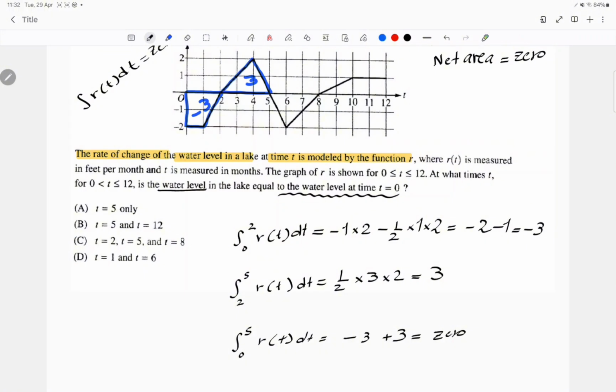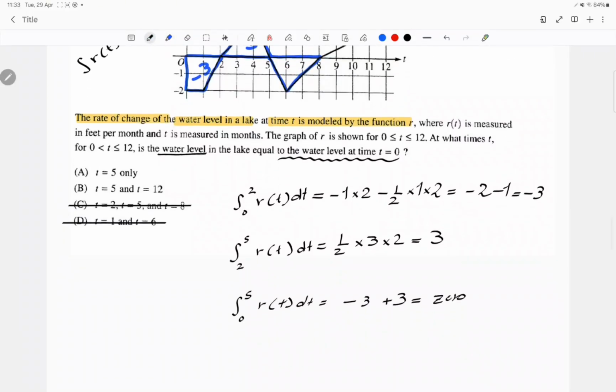So that means the answer cannot be choice D, and the answer cannot be choice C, and the t equals 5 has to be there in the choices. So now we're going to skip to t equals 12. Now let me find the area from 5 to 8 and see how much that is.